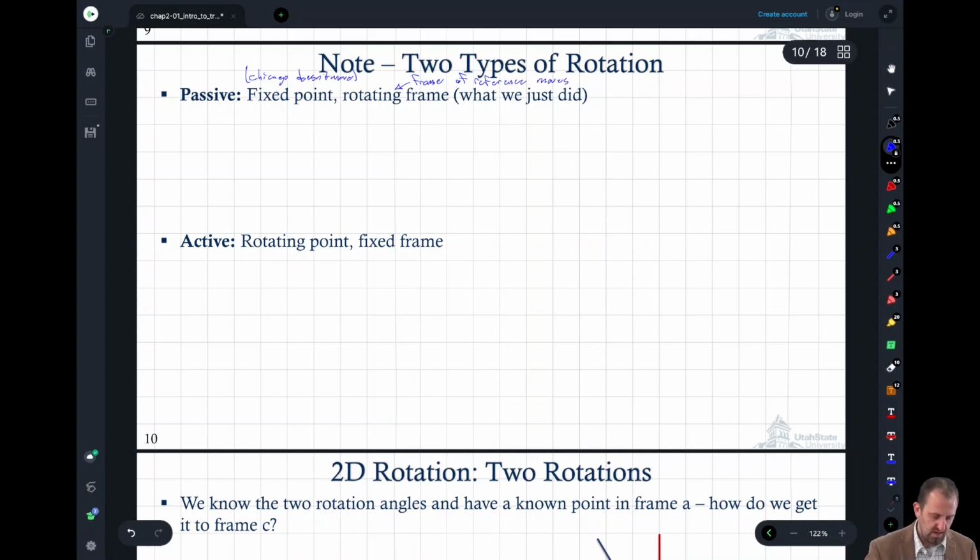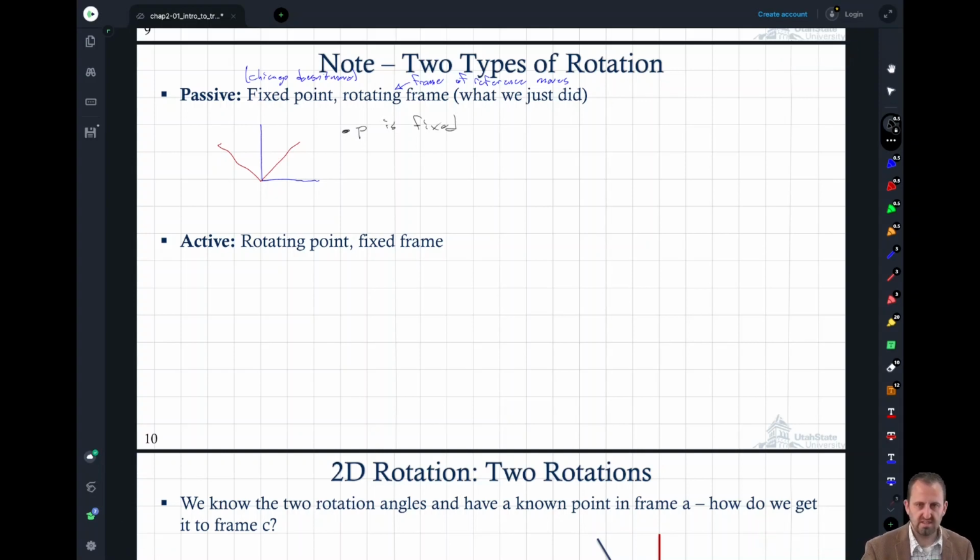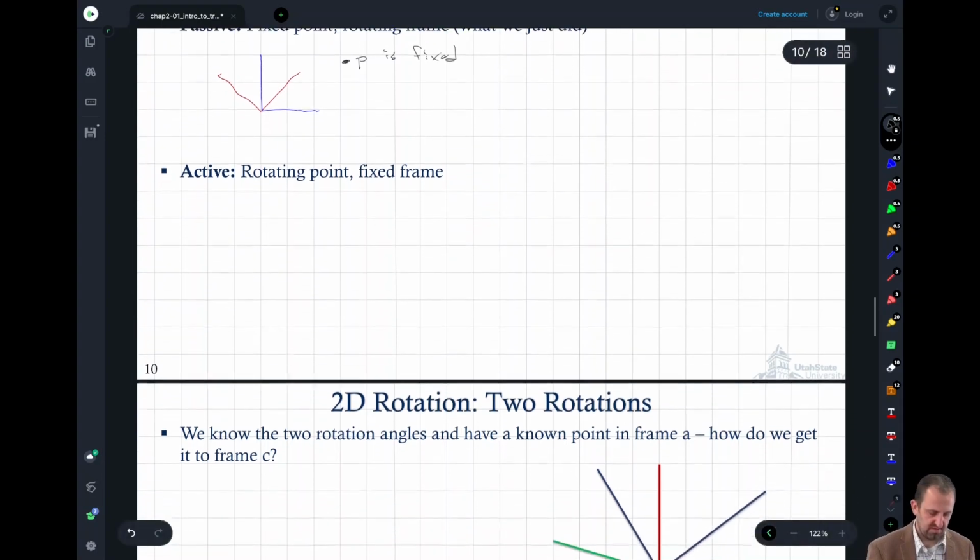Okay, so Chicago doesn't move, our frame of reference does rotate around. So that's what this passive is. So in this case, we have our two frames, right? But our point P is fixed. Okay, so that's this passive rotation, that we can move our frames around all we want, but we're not actually changing the points themselves.